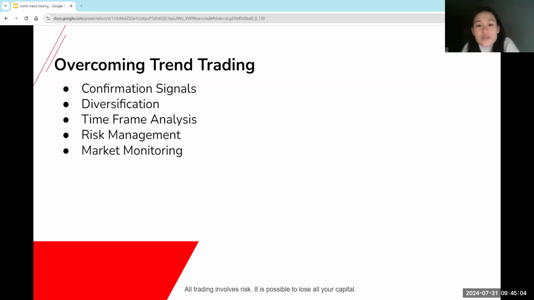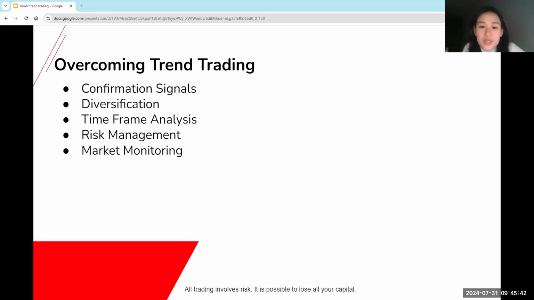Time frame analysis. It's important to consider analyzing multiple time frames to gain a broader perspective on trends and to reduce the impact of short-term noise. This is also why we typically recommend you trade on the higher time frames, higher in the sense of 30 minutes and above, maybe 15, but we typically will not go lower than 15 minutes due to the noise on the lower time frames.